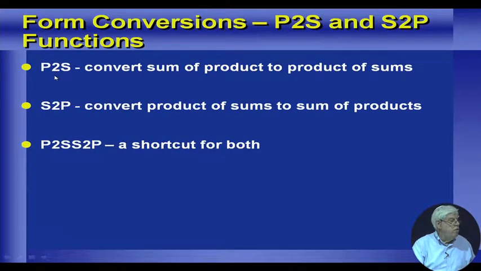Let me also introduce some notation. P to S means an algorithm like De Morgan's law or something like that that converts a sum of product form to a product of sum form. S to P means the same kind of thing, convert product of sum to sum of products. And P to S, S to P will be a shortcut, meaning that's just a shortcut term for take what you have and convert it to the other one.